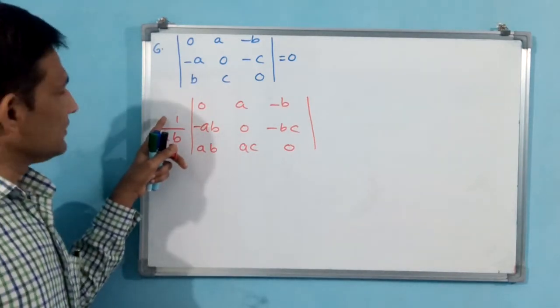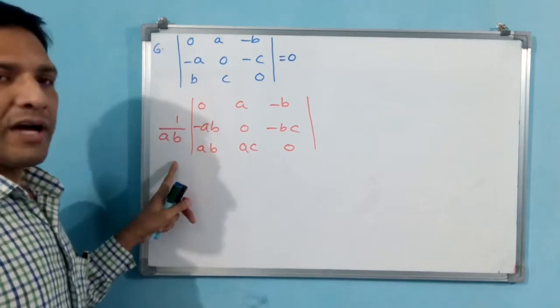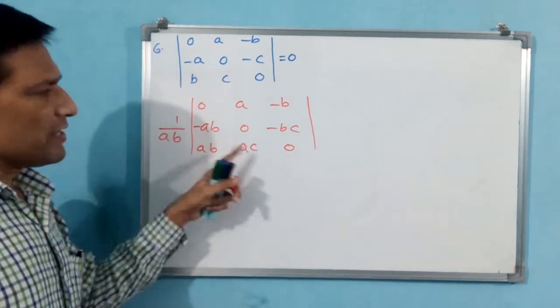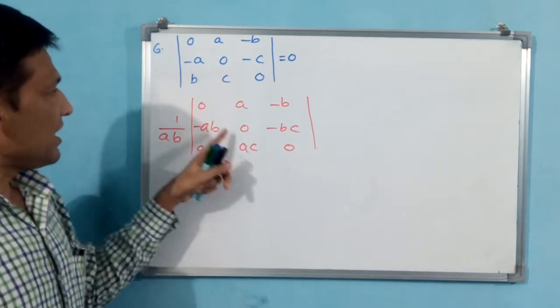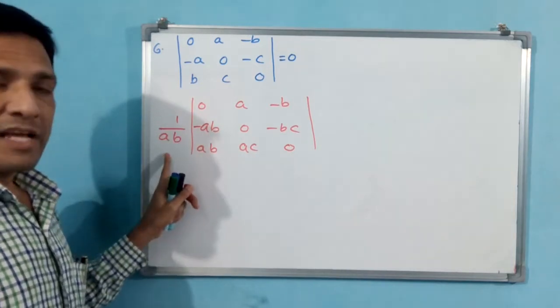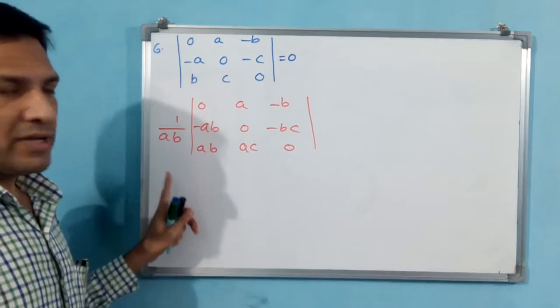Why? Because same. See, AB by AB I have taken outside. AB by AB is 1. 1 into something is 1 only. Same value will be there. But A I have sent, B I have sent inside. Then AB divided by AB will be outside.